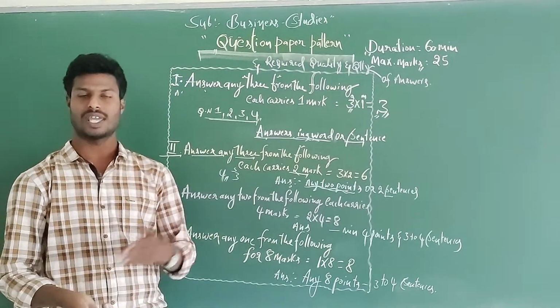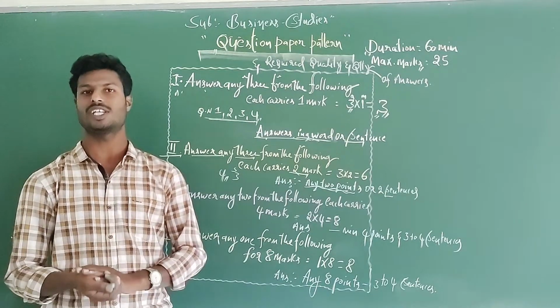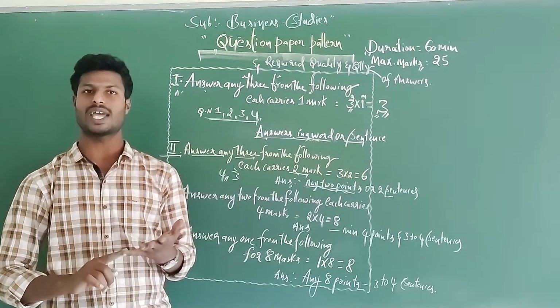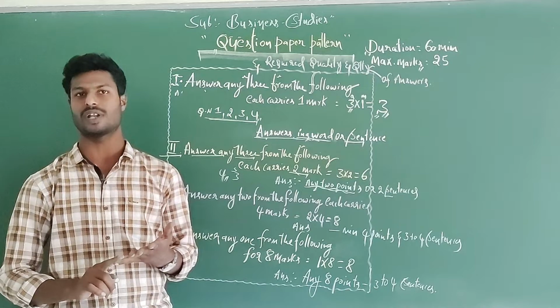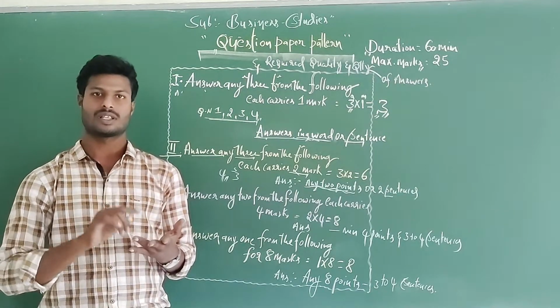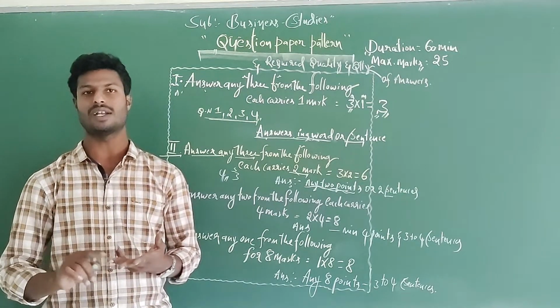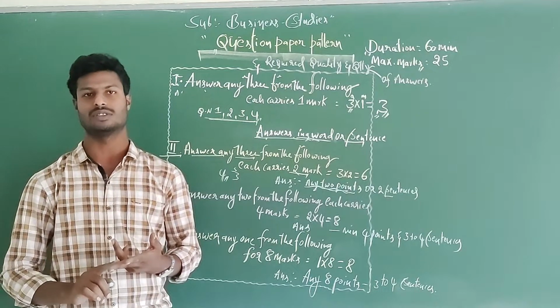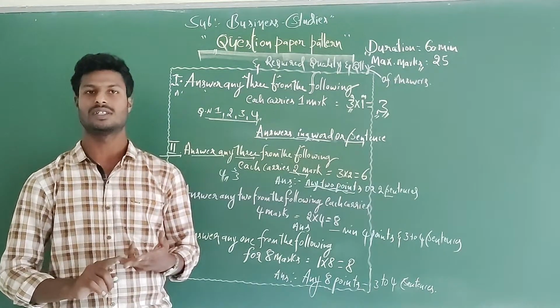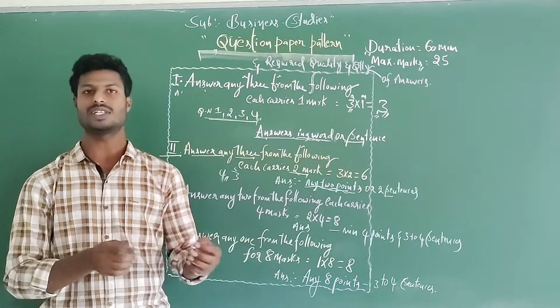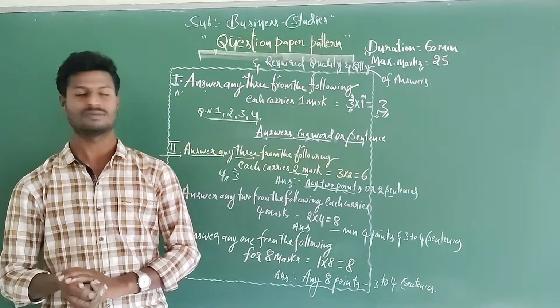2 sentences means, for example, if the question is what is business? Business is an economic activity that deals with production and distribution of products and with the expectation of earning profit and customer satisfaction. That is 1 sentence. Second sentence: the business deals with both industrial activities and commercial activities.